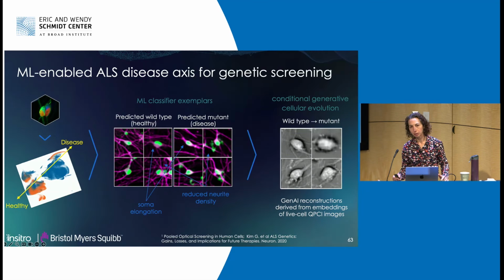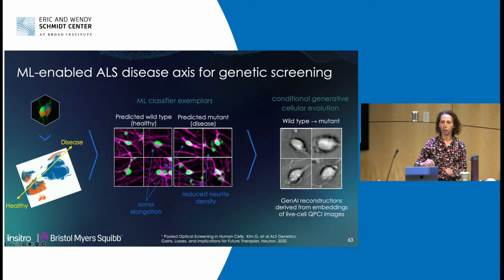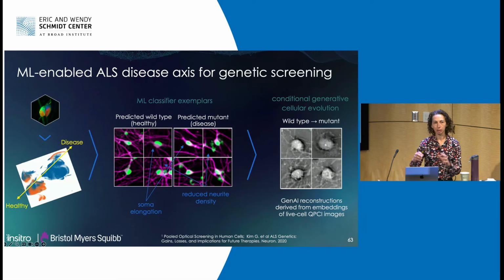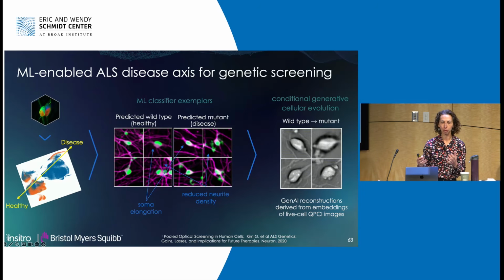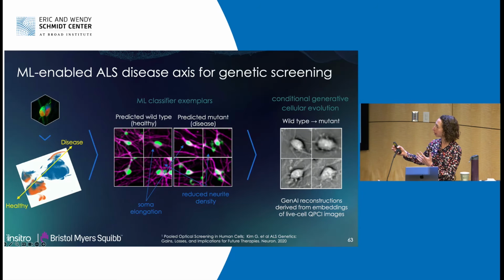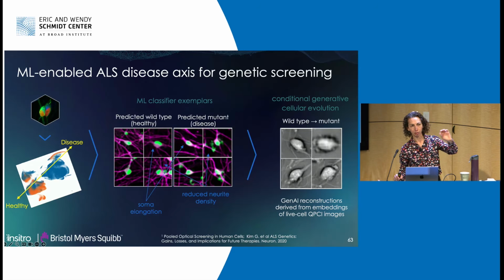And so we can take this embedding space and we can learn an axis that takes us from healthy to sick, and think of this as our ML phenotype. And we can look at exemplars on the extremes of this axis and qualitatively describe differences such as soma elongation or reduced neurite density. We can also use conditional generative models to visualize walks along this axis.